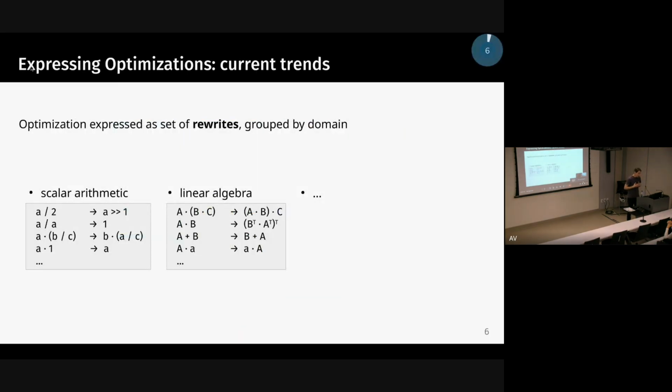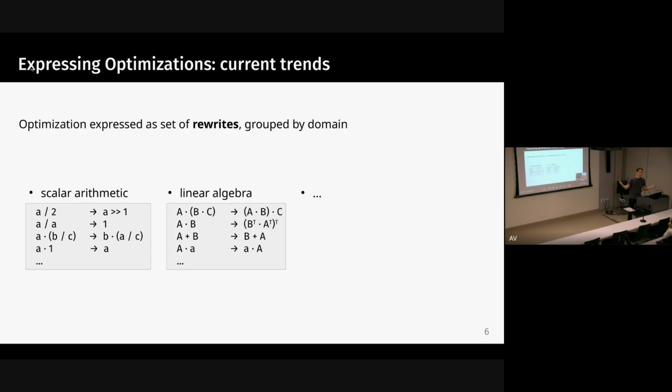So how do people express optimization? Already I mentioned that earlier. People think of optimization and they group them by domain. So perhaps you want to tell the compiler about arithmetic optimization you can perform, such as a divided by 2 is equivalent to a shifted to the right by 1, if you think of integer computation. So this is quite low level, but it is really well known. I'm assuming even machine learning people know about this type of trick you can play.